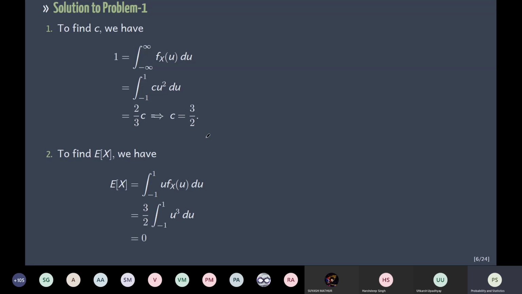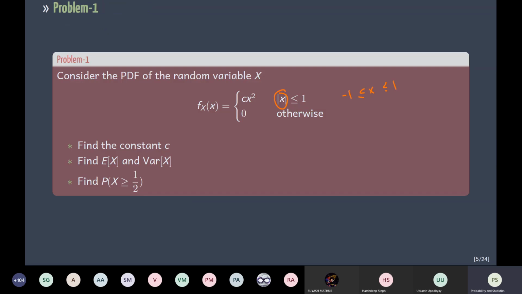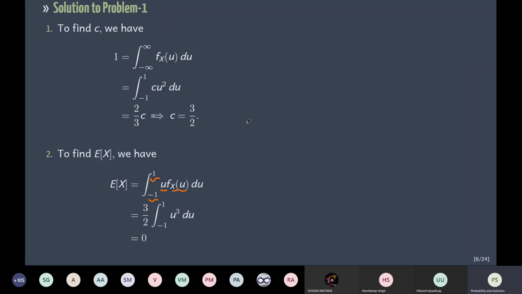It's very simple. Expectation of x we know is the integral of u f(u), or x f(x), whatever you feel like. Here we have to integrate this, so u times f(u) gives u cube. The range of integration is -1 to 1, because this is the range where the PDF is valid to define. Otherwise it's 0 anyway. If you do the integration, it turns out to be 0.